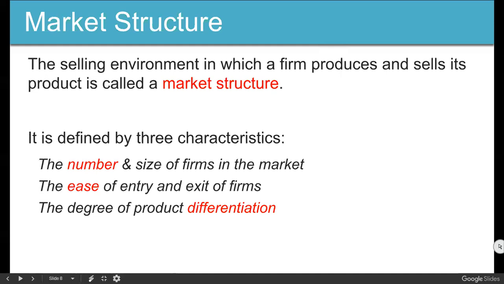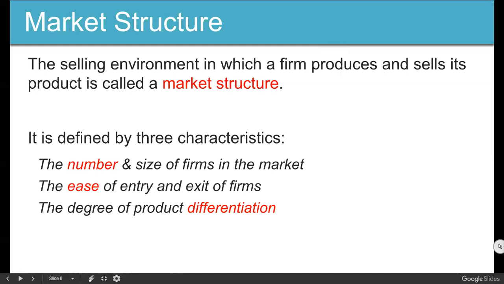we define them in these three characteristics. Number one, how many people are there in the game? How many people are you competing against? A few people? A bunch of people? That's going to help define what you do. Number two, how easy is it for somebody else to get into the business or get out of the business?